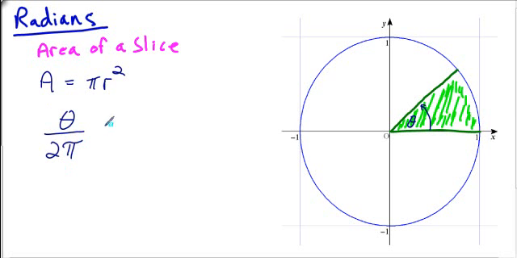And what I do now is I take that proportion of the slice and multiply it by pi r squared. And when I do that, as you can see, I can combine my terms. My pi ends up canceling out, so I'm left with theta r squared divided by 2, which will help me find the area of any slice in radians.